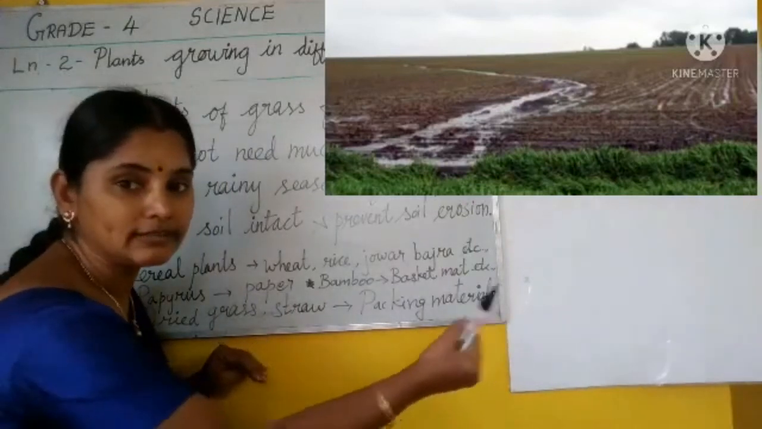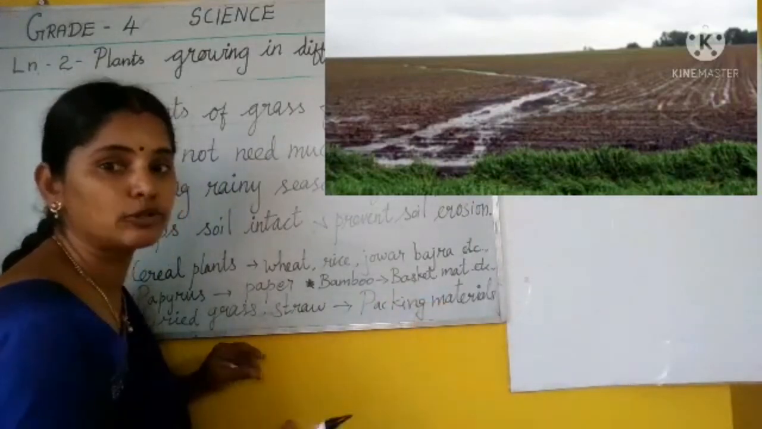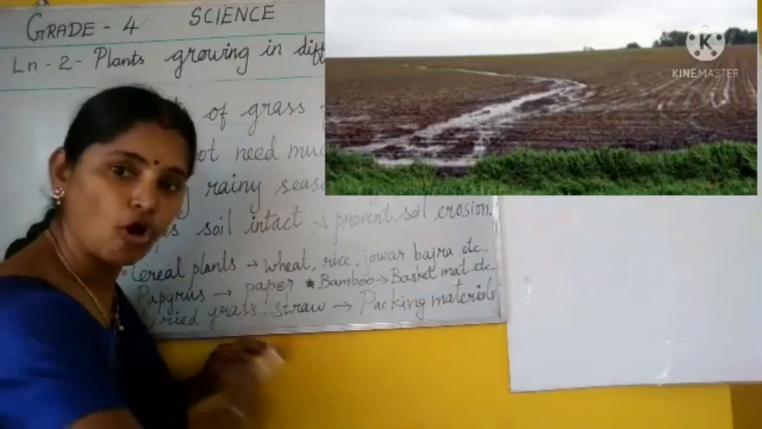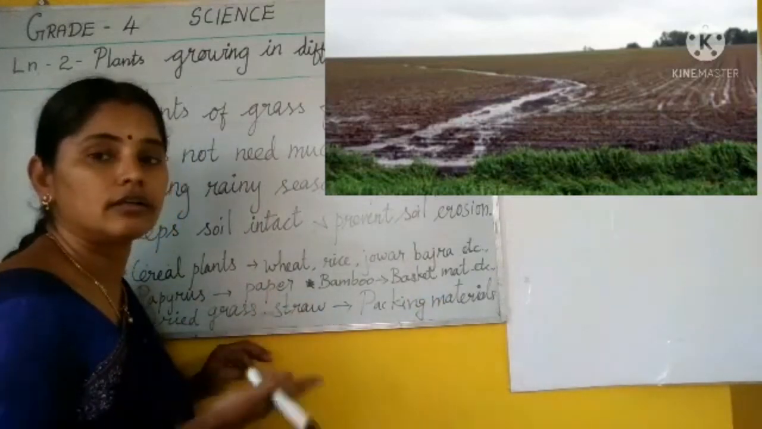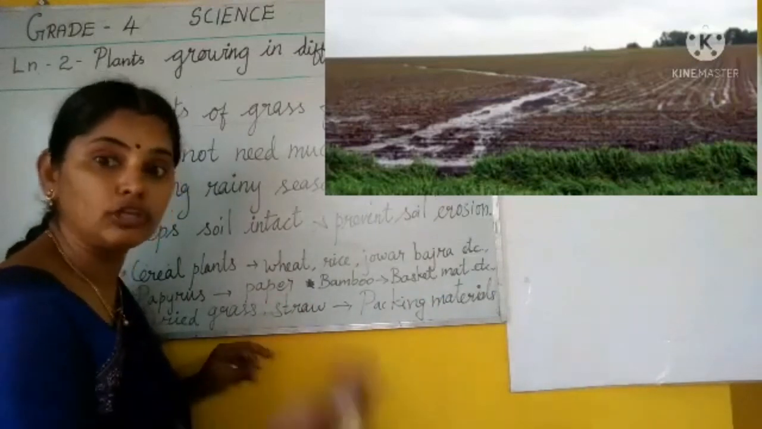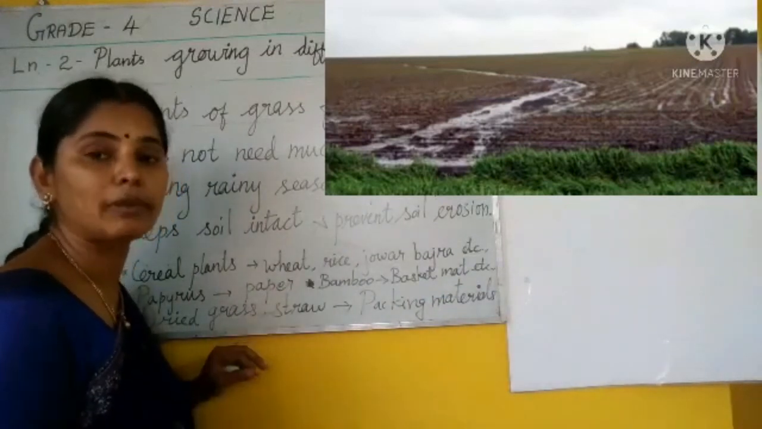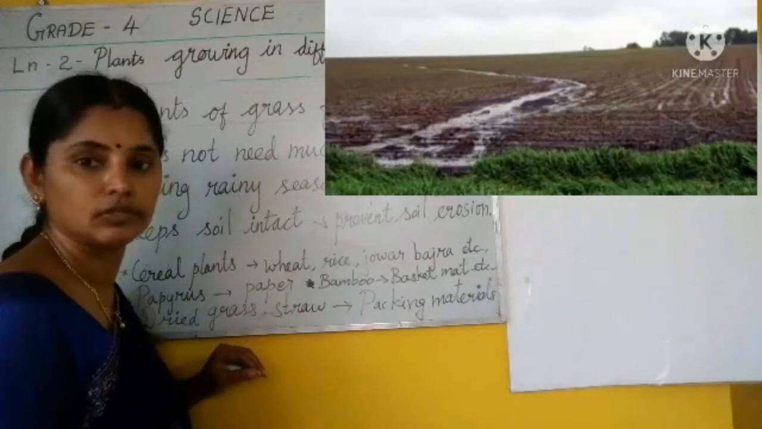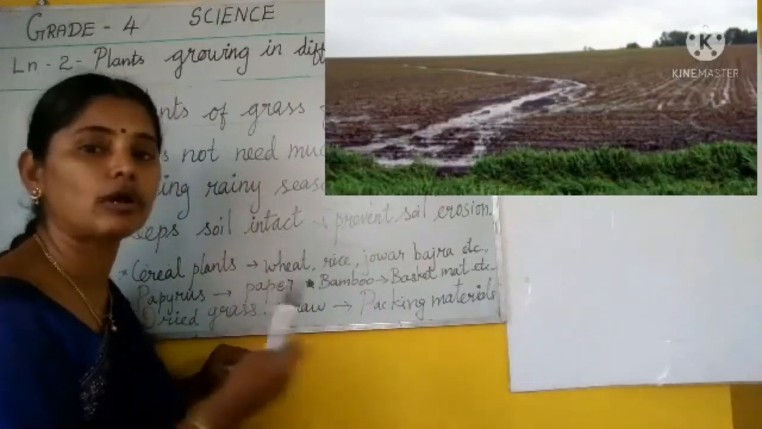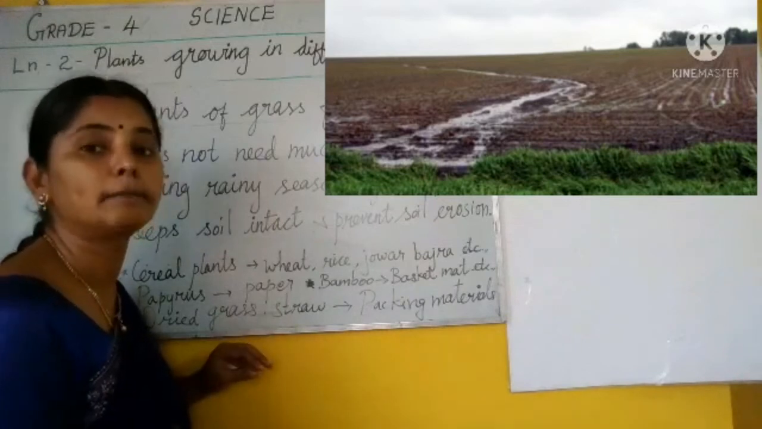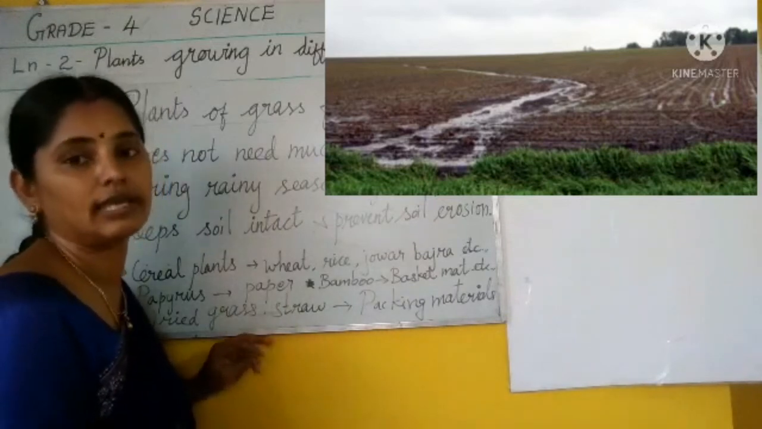So it stays intact, it holds the soil tightly. If all the soil gets eroded, if everything is washed away, then the top layer, which has many nutrients in it, is lost. It is needed for the plants to grow well. So if all the soil gets eroded because of heavy rainfall, what will happen? The other plants may not grow in that area.